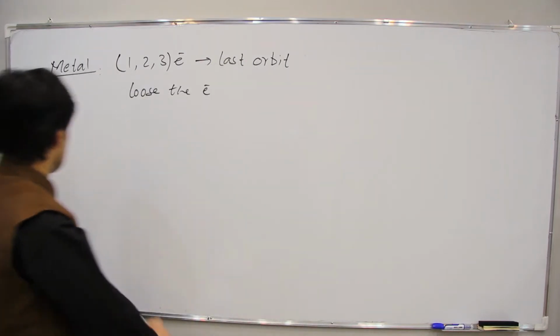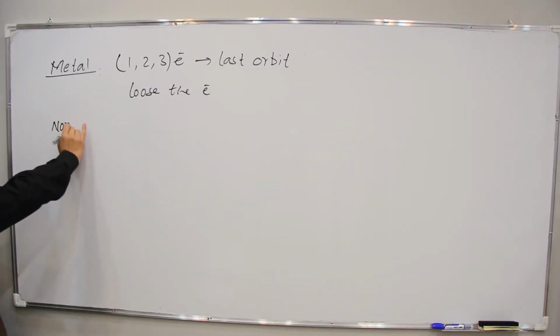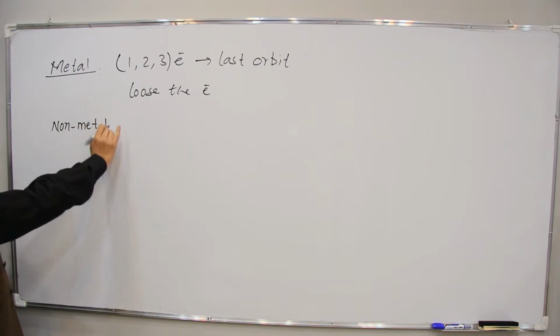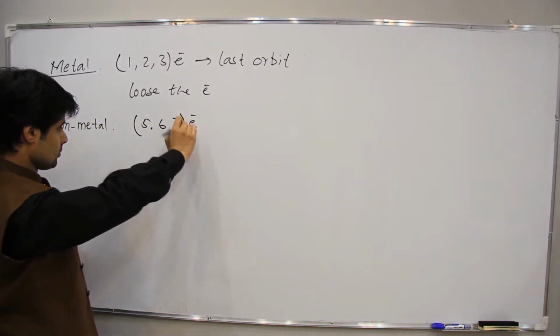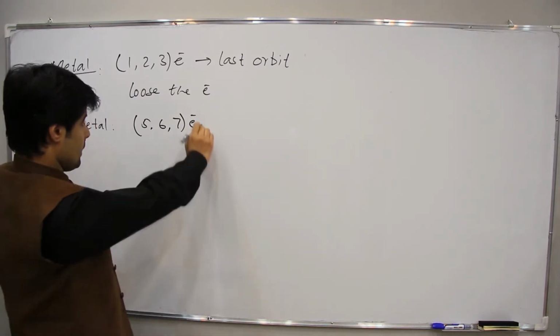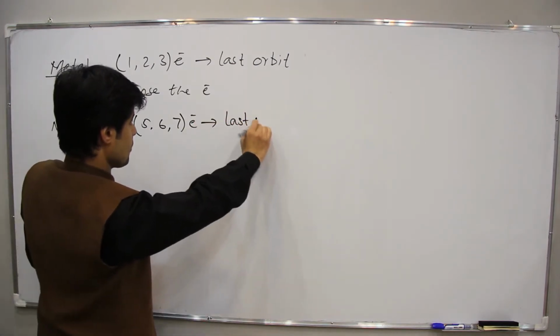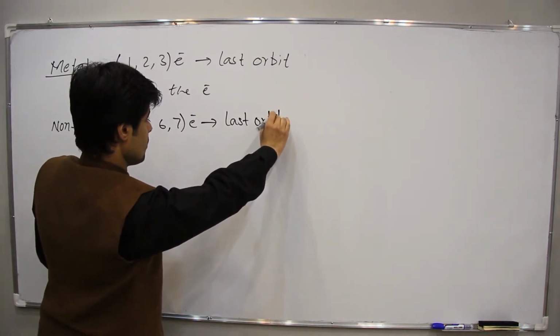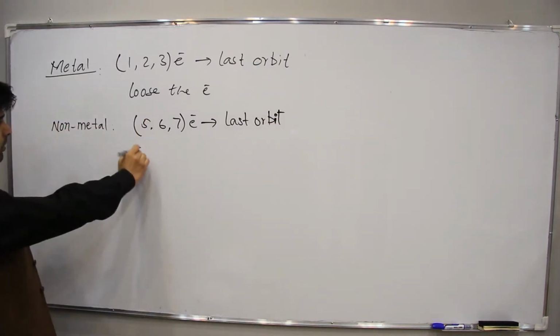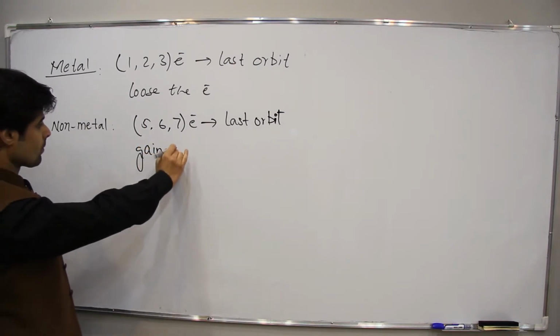It means whenever you're talking about non-metal, they have 5, 6 or 7 electrons or maybe 8 electrons in the last orbit, and they want to gain electron.